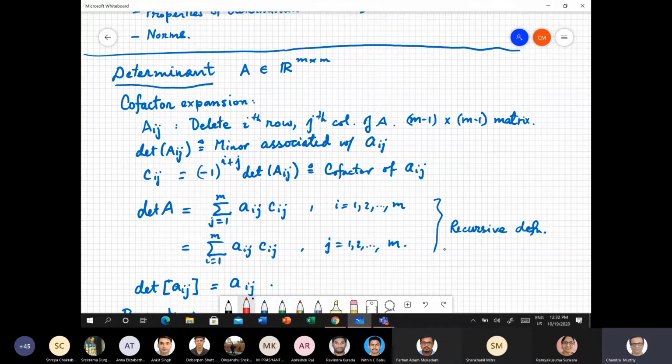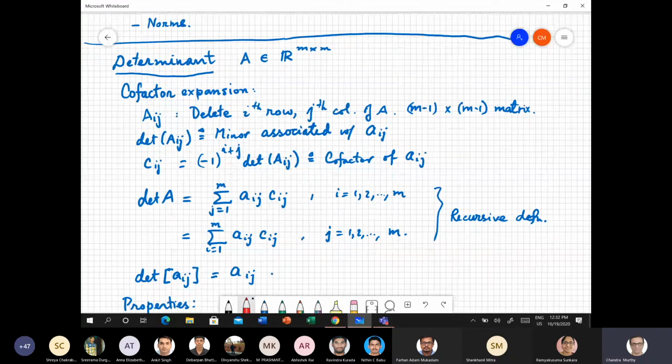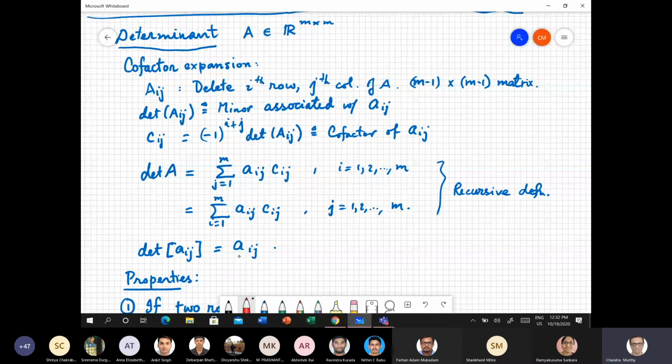This is a recursive definition because the determinant of an m by m matrix is defined in terms of Cij, which is a determinant of an m minus 1 by m minus 1 matrix, which will in turn be defined in terms of the determinant of an m minus 2 cross m minus 2 matrix, and so on. And so we need to know what the determinant of a 1 cross 1 matrix is, and that is equal to the element itself. So with this, we know how to calculate the determinant.